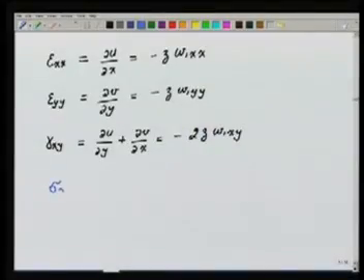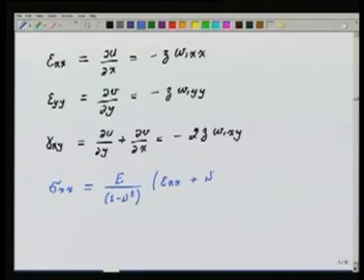Now what about the state of stress? The state of stress will be sigma xx. Because it is a plane stress problem, because of the assumed state of stress, you will get E by 1 minus nu squared into epsilon xx plus nu epsilon yy.